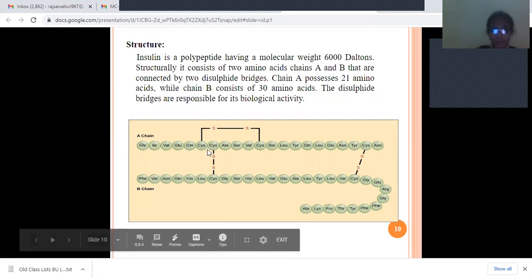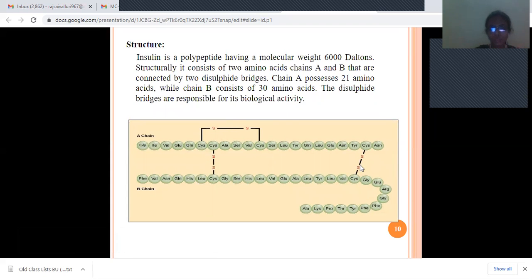These are connected by disulfide bonds. See here, two sulfur atoms are there, which act as the bridge between the A and B chains to form the connection between them. So these sulfur atoms act as the bridge. See here, two sulfur atoms. So this is the structure of the insulin.